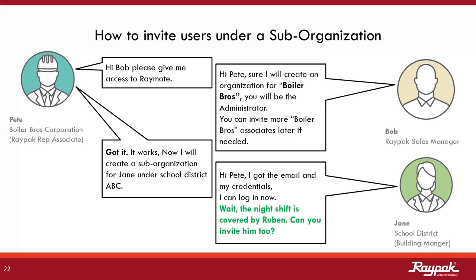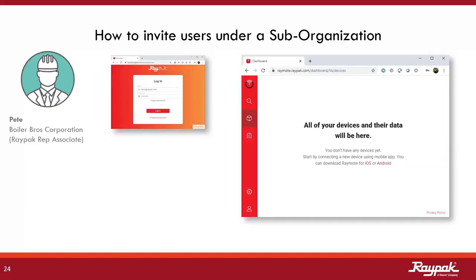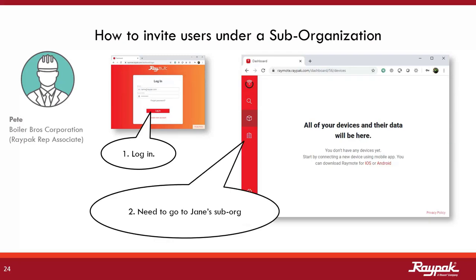So now Pete has to assist Jane, or even the Raypak service team will have to assist Jane to create that invitation for Ruben. So they will have to drill down to the other sub-organization and then invite the new user. In this case, the new user is going to be assigned to the final customer. So Pete logs in. Then instead of going to the gear, he could actually go to Jane's organization by two methods, but let's just cover one of them. The organizations that belong to Pete's organization are going to be listed in the little building icon.